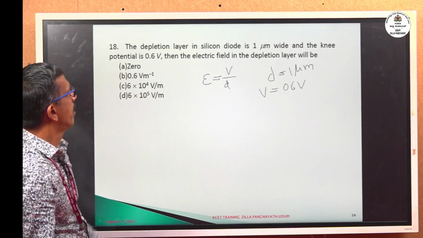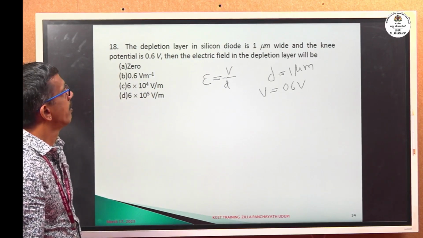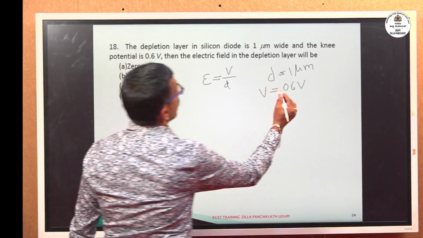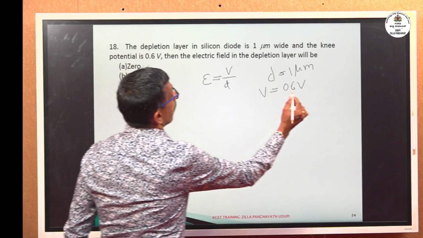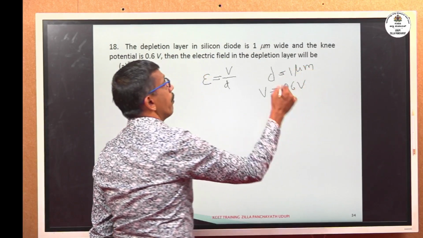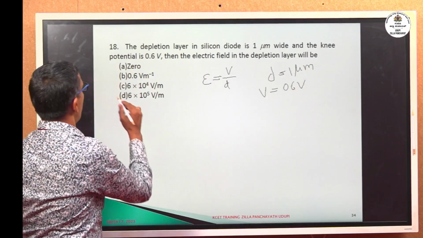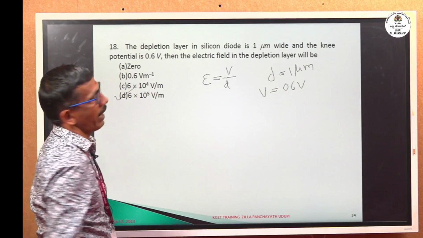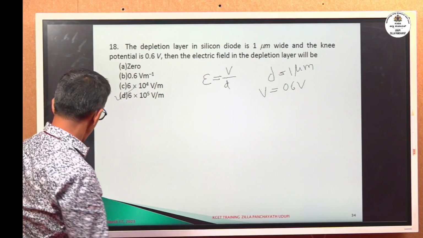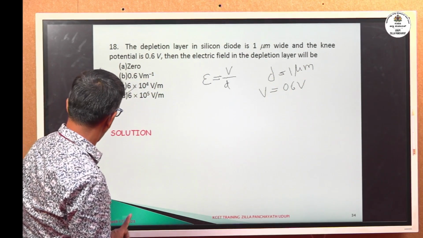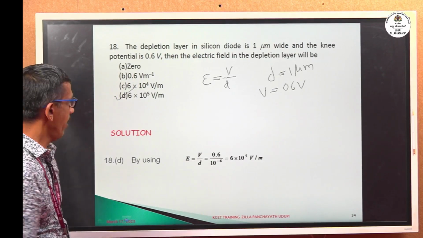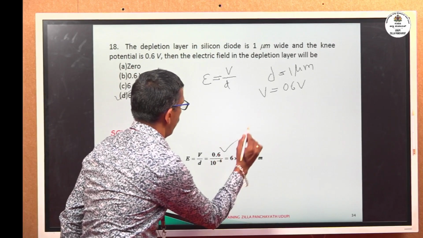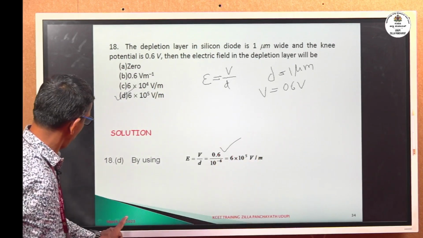Calculate: 0.6 by 1 micrometer. 0.6 by 1 micrometer is 0.6 into 10 power 6, or 6 into 10 power 5. It's a direct question. The answer is 6 into 10 power 5 volt per metre. Next question.